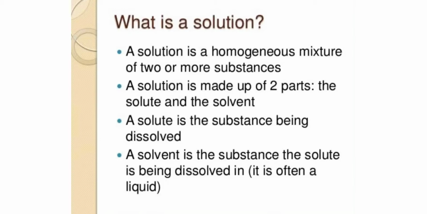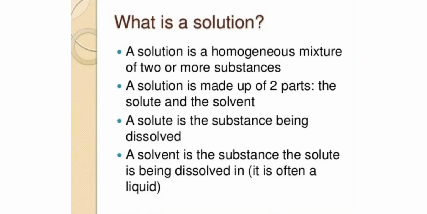A solution is made up of two parts, the solute and the solvent. A solute is the substance being dissolved and the solvent is a substance the solute is being dissolved in, and it is often a liquid. So first of all, solution is a homogeneous mixture which is made up of two or more substances. Now there are two parts of a solution, the solute and the solvent. The substance which is getting dissolved is called solute, and the substance which is dissolving the solute is called solvent.